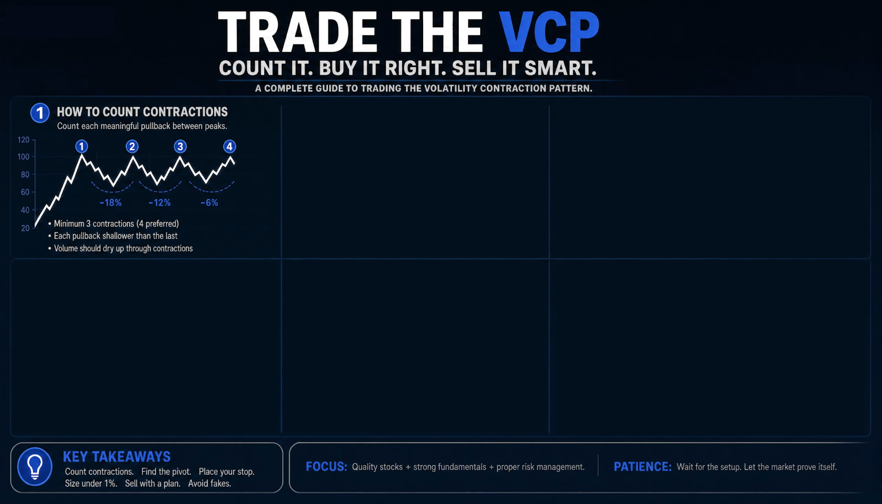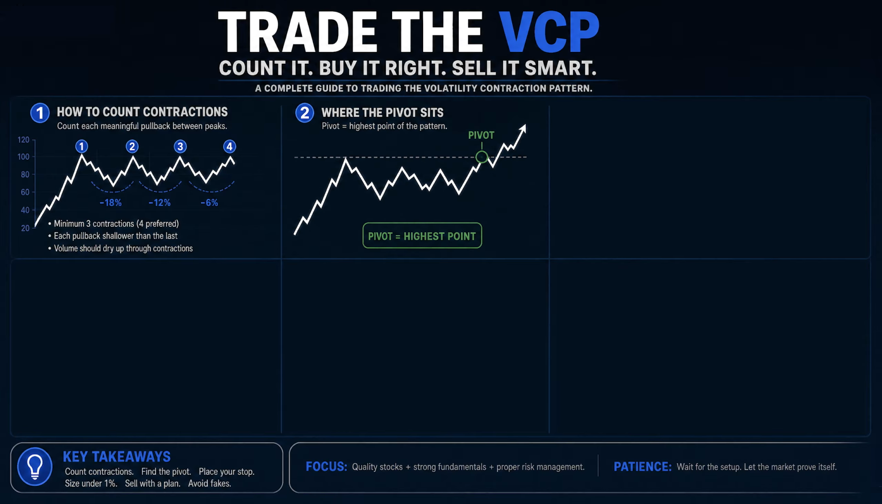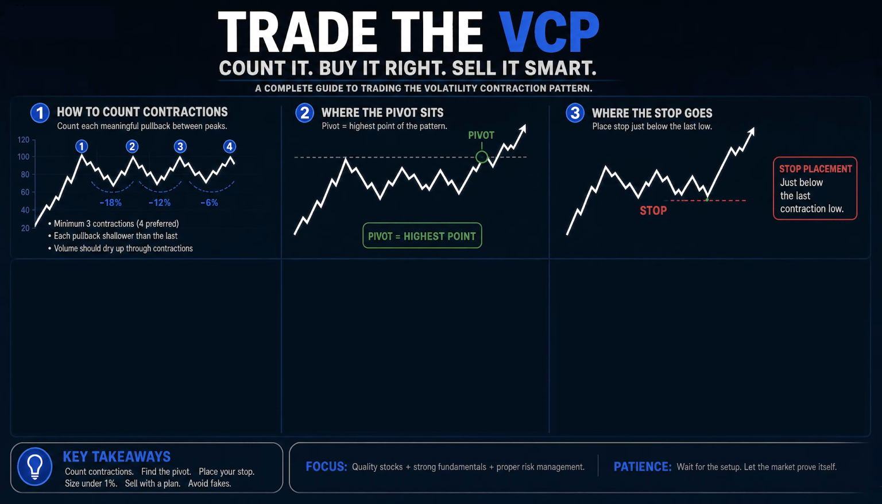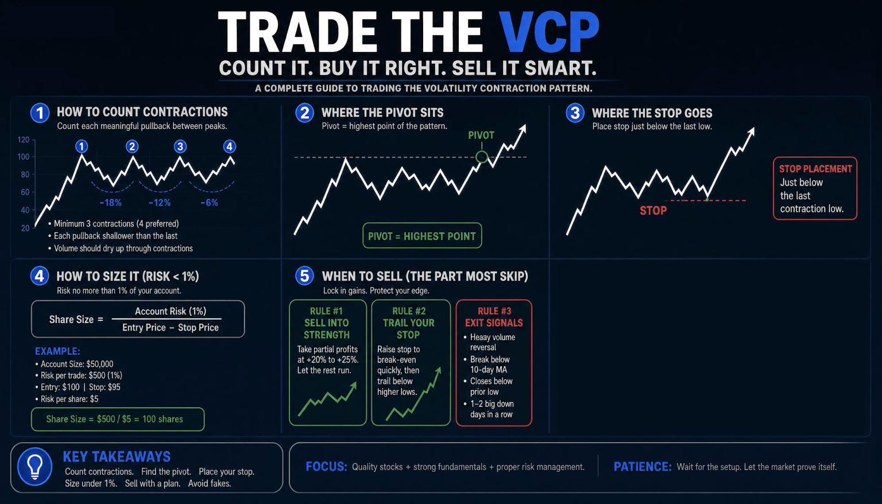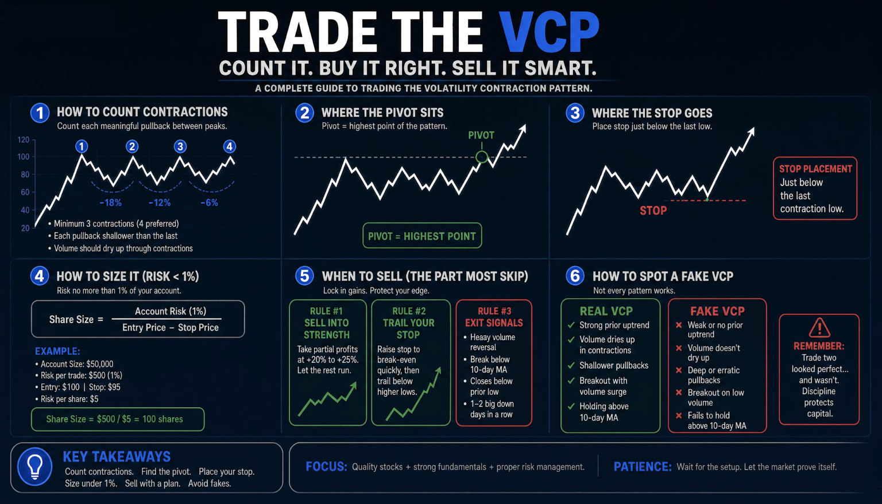Here's what you'll walk away with. How to count contractions, the shrinking pullbacks that define a VCP, where the pivot sits, where the stop goes, how to size it so a loss costs under 1% of your account, when to sell, which is the part almost nobody teaches, and how to spot a fake VCP.